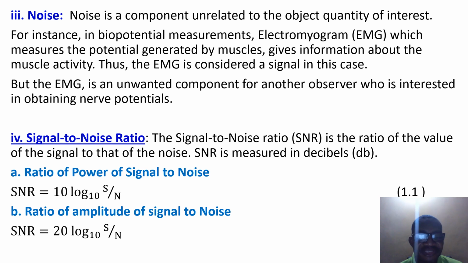We also have the ratio of amplitude of signal to noise. If it's the ratio of amplitude of signal to noise, the signal to noise ratio is calculated as 20 log 10 of S over N, that is signal divided by noise.